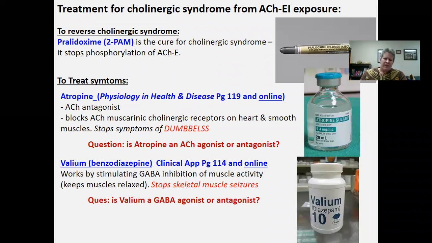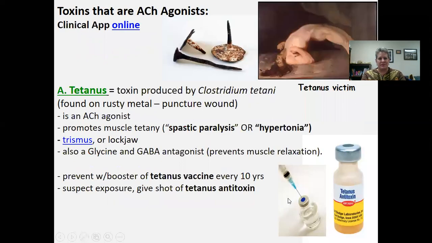Okay, so now Valium. Question, is Valium a GABA agonist or an antagonist? Does it increase the activity of GABA or block it? And it looks here, it says it stimulates GABA. So Valium is a GABA agonist. All right, let's move on.